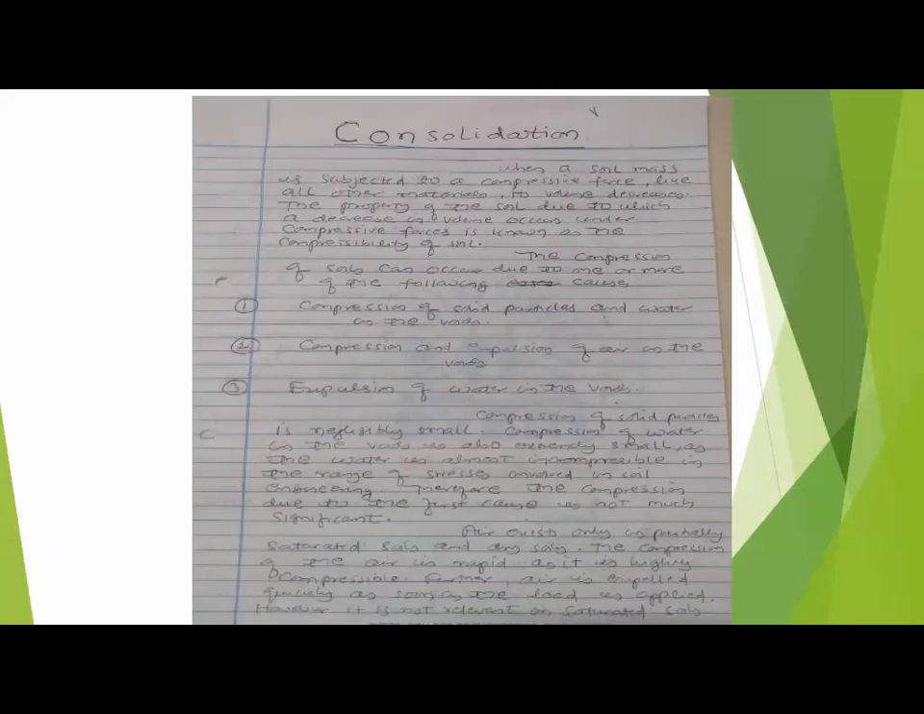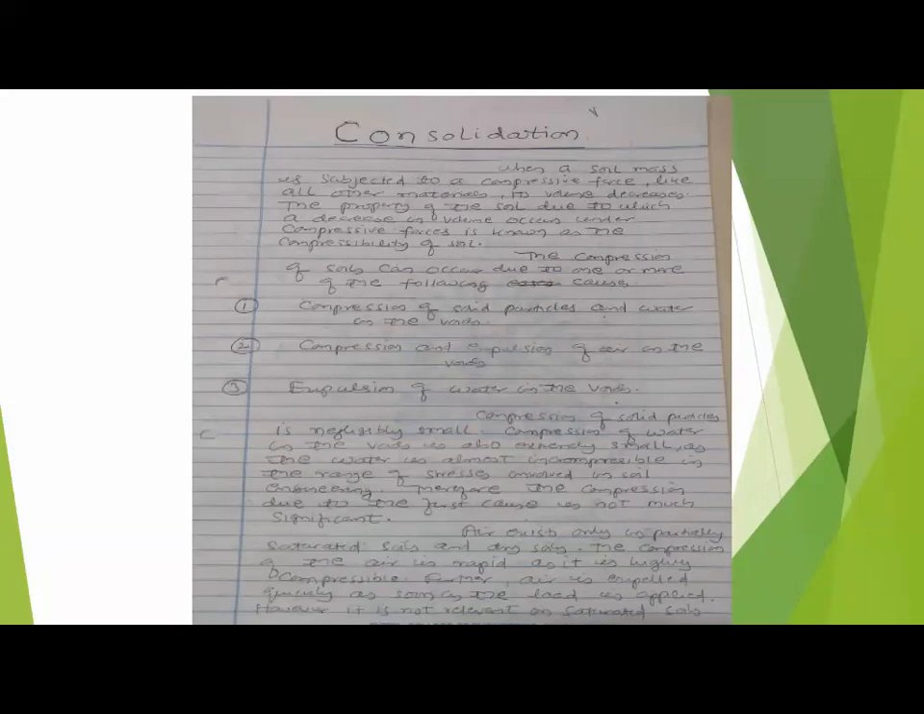But at this juncture, you should know that whenever you apply a force, the body is going to reduce in its size. This is called compressibility. I will read here. When a soil mass is subjected to a compressive force, like all other materials, its volume decreases. The property of the soil due to which a decrease in volume occurs under compressive forces is known as compressibility. We do not consider this in compaction, but here we consider it. Whatever the reduction in volume of that body, soil you can take, this is known as compressibility of soil.